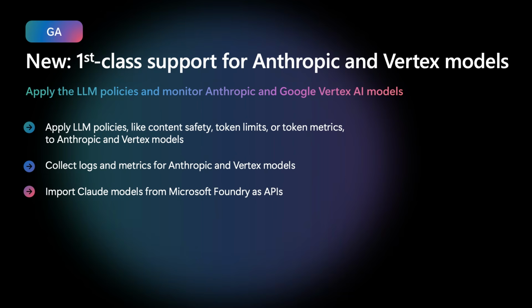Of course, similar capabilities work today for OpenAI models, Microsoft Foundry models, and other models that are compatible with OpenAI. I'm also excited to announce that we are just GAing the capability for applying the same sort of policies to Anthropic and Vertex models. So starting June this month, you're able to apply those sorts of LLM policies like token limits, token metrics, content safety, semantic caching, etc., to models coming from the Anthropic provider or using the Anthropic Messages API and Vertex models deployed on the Google Cloud.